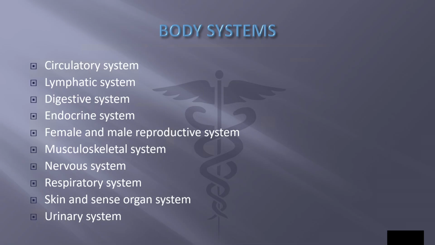The respiratory system controls breathing, a process by which air enters and leaves the body. Organs of the respiratory system include the trachea, which is the windpipe, bronchial tubes, and lungs. The skin and sense organ system, including the skin and eyes and ears, receives messages from the environment and sends them to the brain. The retina is a layer of sensitive receptor tissue in the back of the eye. The urinary system produces urine and sends it out of the body through the kidneys, ureters, bladder, and urethra.